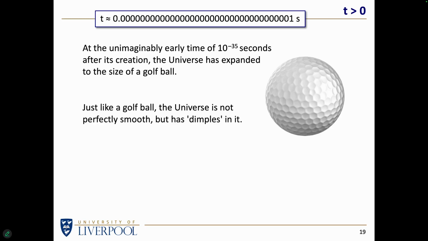Just like the golf ball, the universe was not perfectly smooth at this point. Now, a golf ball has dimples in the surface. This is only an analogy, but basically the universe back at this time period must have had small variations in its density and in its temperature. In other words, it wasn't the same temperature and the same density of whatever stuff was in there. It wasn't the same density and temperature everywhere. There were small variations, and I use the dimples in the golf ball just as an analogy.